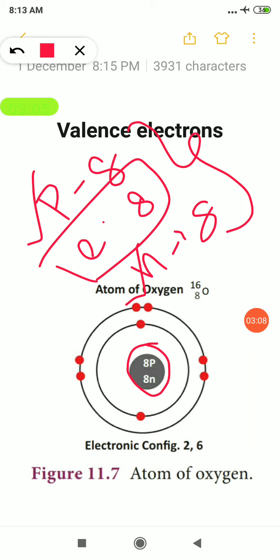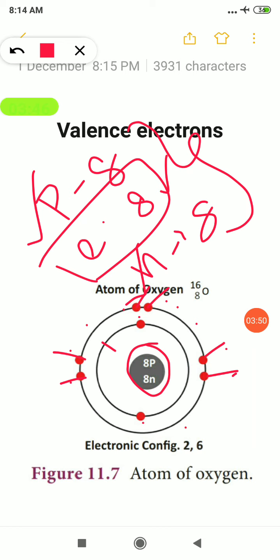So this is the first orbit, and we know that in the first orbit every atom can have maximum 2 electrons. So out of these 8 electrons, 2 will be present in the first orbit. Then how many electrons are remaining? Remaining 6 electrons are there. So those 6 electrons will enter the second orbit. So this is the second orbit. Here how many electrons are there? 1, 2, 3, 4, 5, 6. Totally 8 electrons. So out of 8 electrons, 2 electrons are present in the first shell, whereas the remaining 6 electrons are present in the second shell.